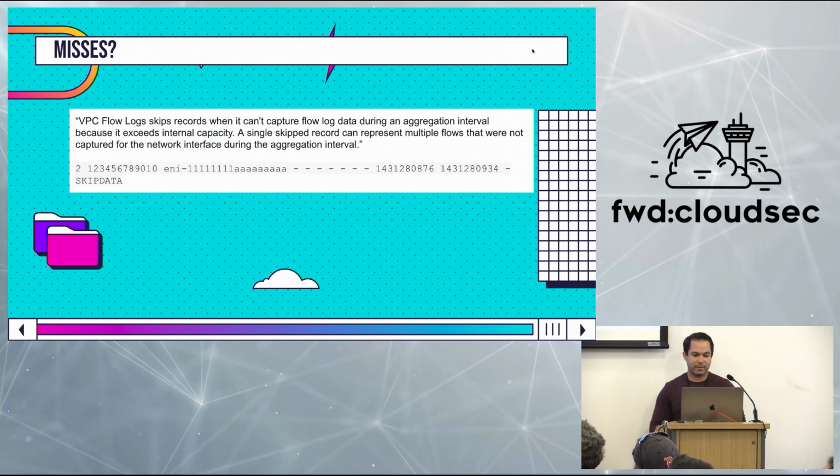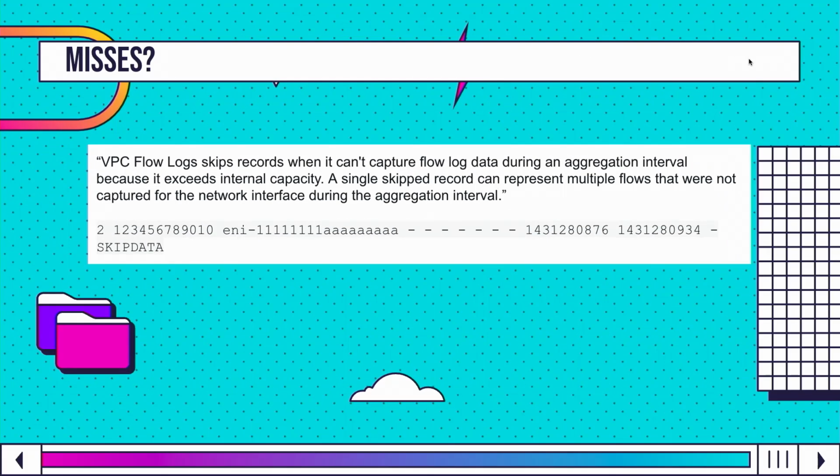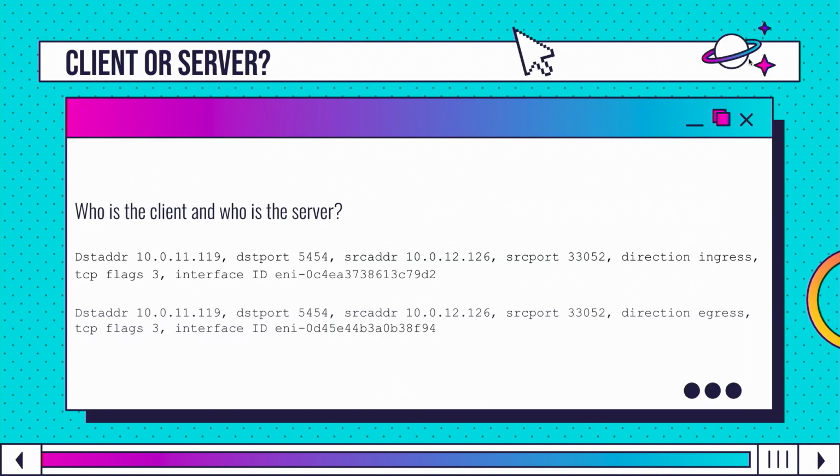This is what a miss will look like. It'll say skip data. It doesn't generate one log for every record that was skipped. You could have a billion packets that were skipped, and it'll still just have this one log record. So something to be aware of if you're wondering how many logs were missed. You don't know. You just know that some were missed.